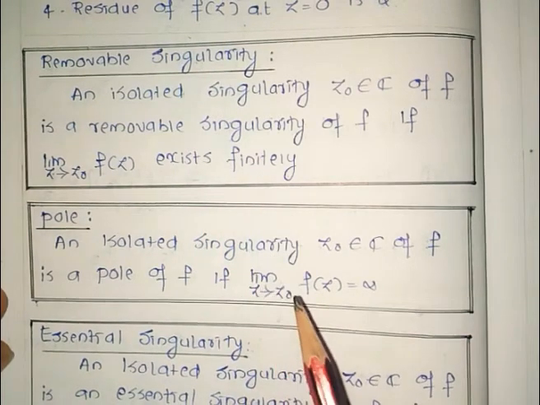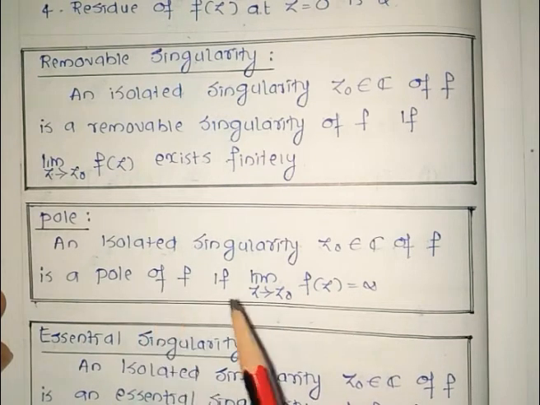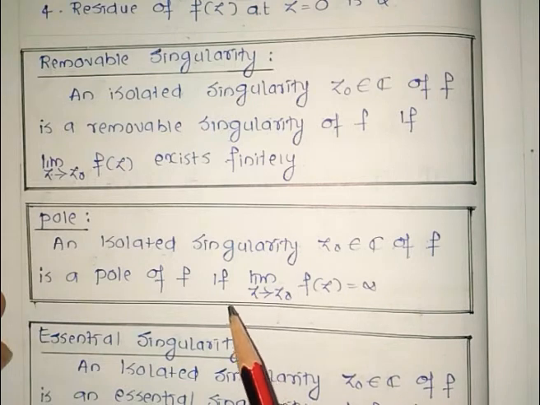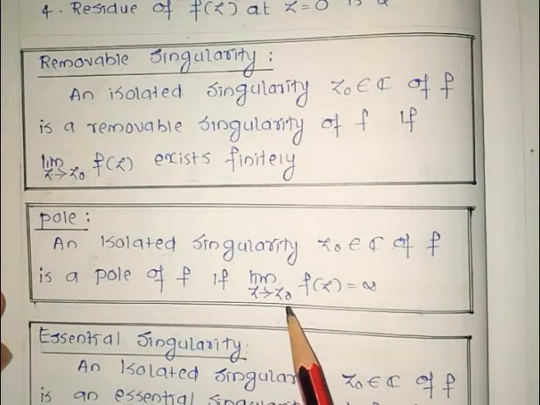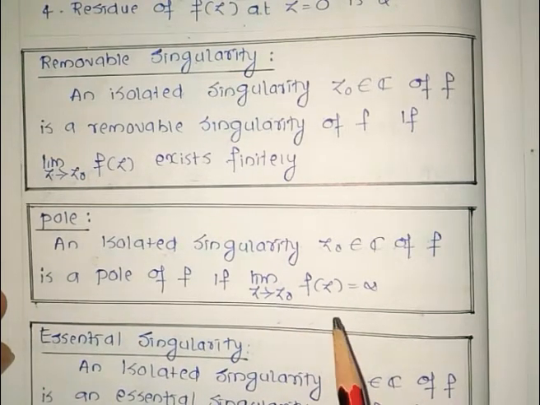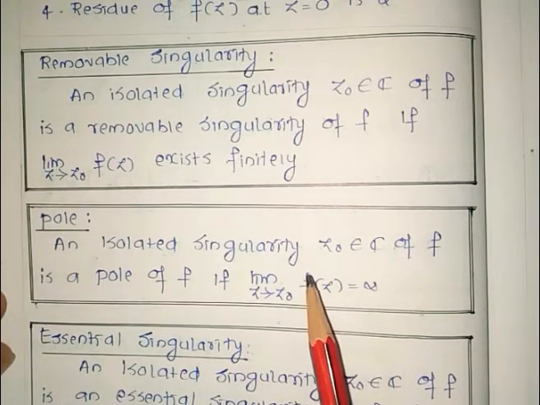Now we want to know the definition of a pole, which says that an isolated singularity z not belonging to C of f is a pole of f if the limit as z tends to z not of f of z is equal to infinity. That is, we are computing the limit as z tends to z not of f of z and we get infinity. Then we say that z not is a pole.